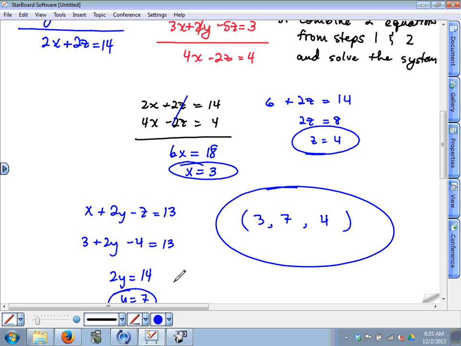Does it matter what order? I see where I screwed up. Yeah, it needs to be x, y, z.